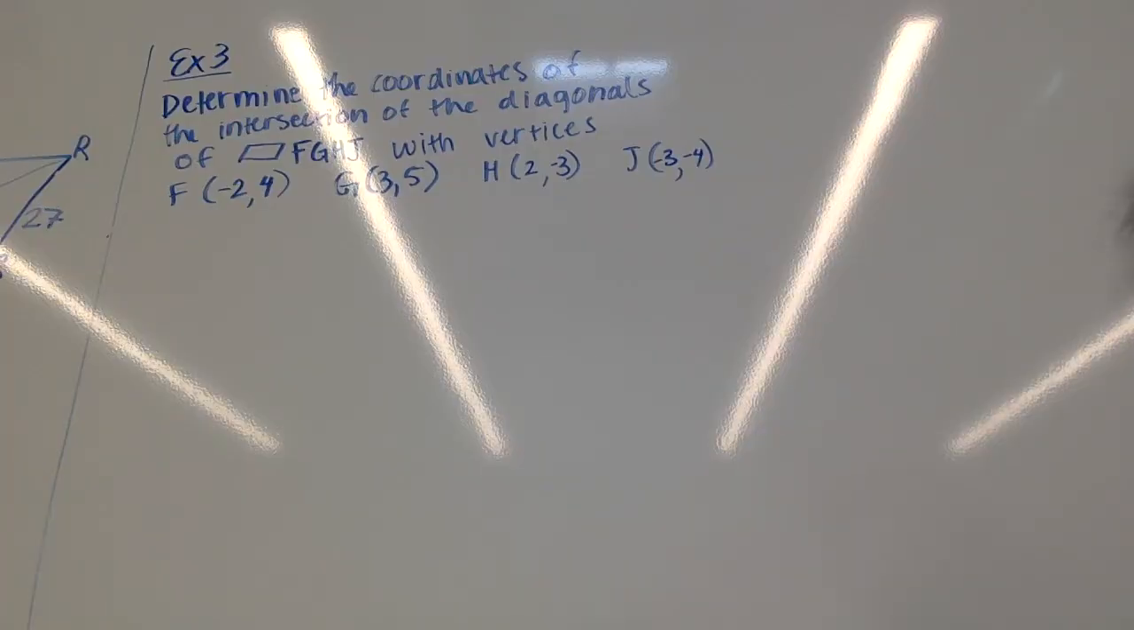All right, the last example I want to do is example 3. Determine the coordinates of the intersection of the diagonals of parallelogram FGHJ with the following vertices. Okay, so -2, 4, 3, 5, 2, -3, and -3, -4. So the first thing I'm going to do is I'm going to plot this, because it's much easier for me to understand if I can plot this.